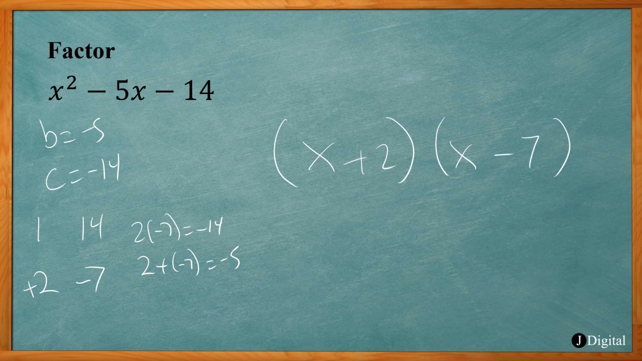Alright, so why don't you check this by FOILing this and see if you get x squared minus 5x minus 14. Alright, so hopefully that checked out. Alright, so let's go to the next problem.